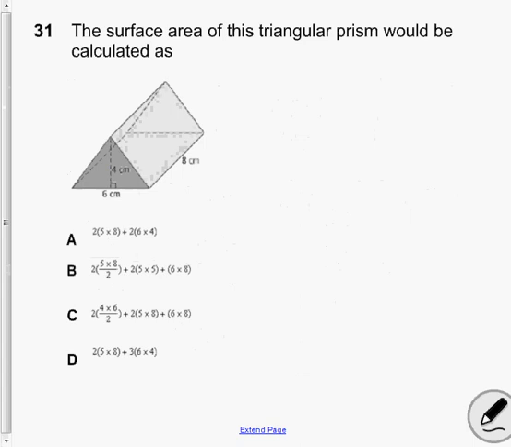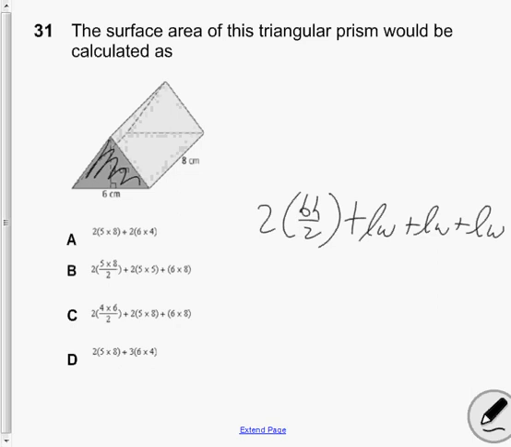Question 31, the surface area of this triangular prism could be calculated as. Again, we have five faces. There are two of them that are triangles, so we have two that are base times height divided by two. And we have three rectangles. We have an LW, an LW, and an LW. So that's really the formula that we learned to calculate the surface area of a triangular prism.